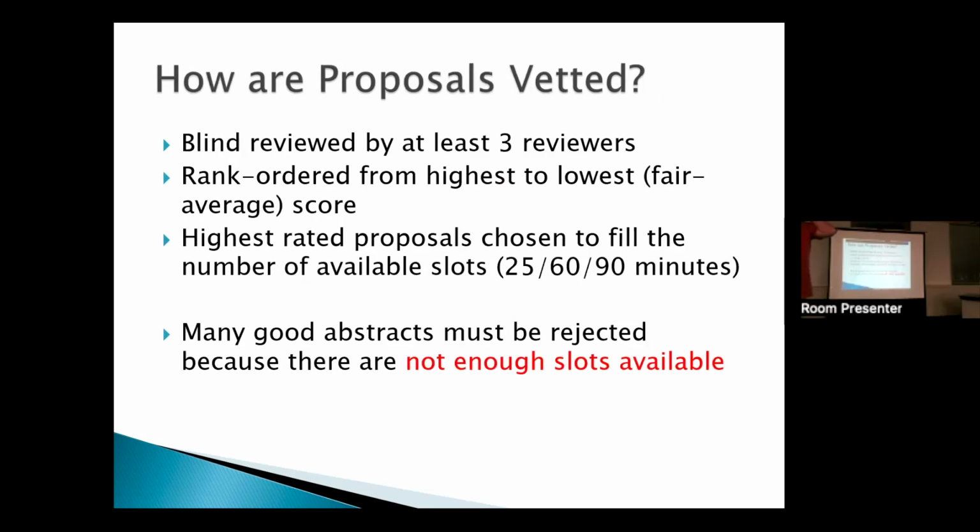So how do we vet these proposals? They're blind reviewed by at least 3 reviewers. In some cases, they're sent for further reviews if there's some disagreement. They are then rank ordered from the lowest to highest using what's called a fair average score, which I'll explain a little bit about soon. The highest rated proposals are chosen to fill the number of available slots. So we start with the highest rated, and we just keep going down until everything's filled.